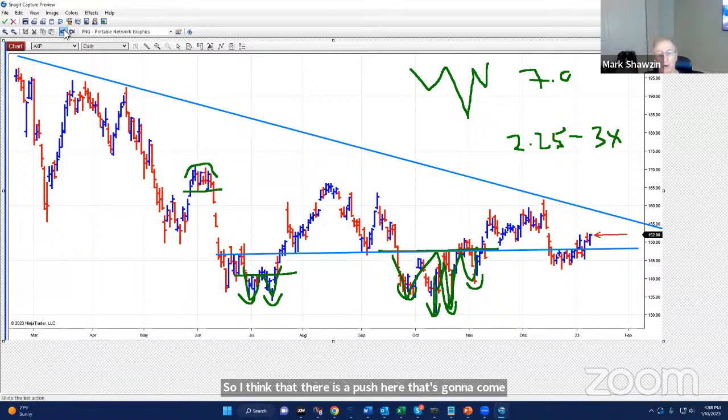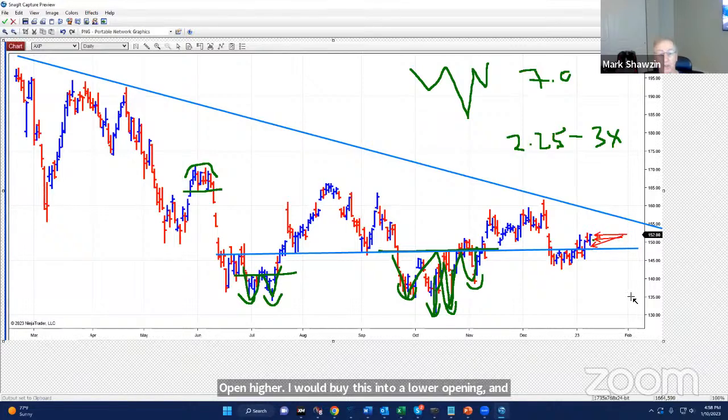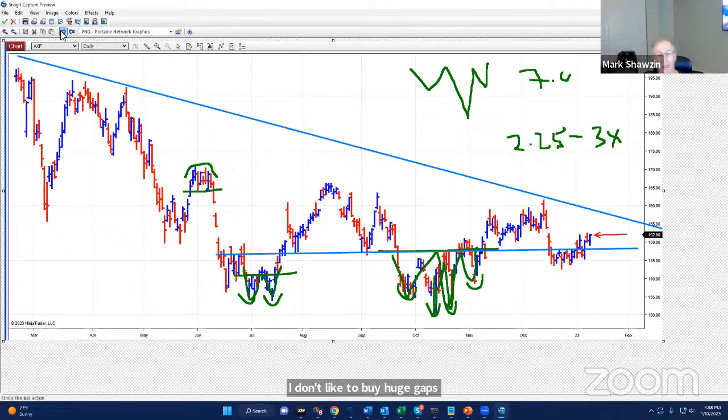So what I would do tomorrow is if this thing opens lower, like Chevron did today, I would buy this into a lower opening, and then you're closer to the low. So your risk is very, very small. So if this thing opens lower, I would buy it. And conversely, even if it opens higher, I don't like to buy gaps. I don't like to buy huge gaps. If this thing opened $2 higher, I don't typically like to chase things. So again, it's all about waiting for the market to come to you, waiting for the market to give you what you're looking to see.